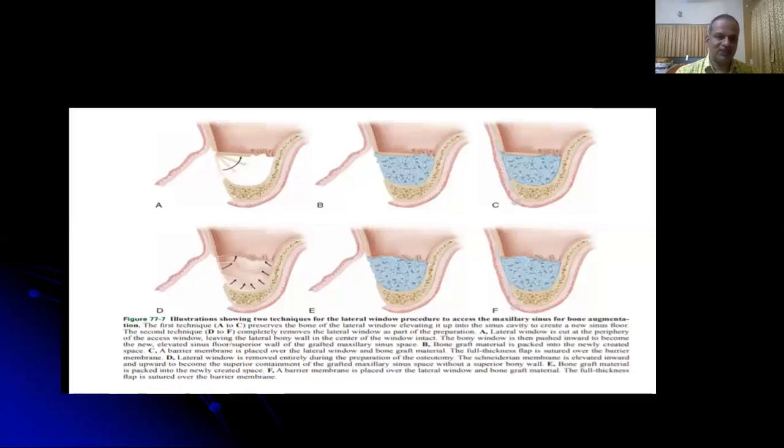Here there are basically two techniques available for the lateral window technique. One is to maintain the bone of the lateral window, and in the second procedure, the bone of the lateral window is completely removed.